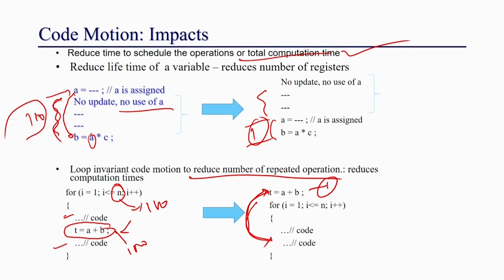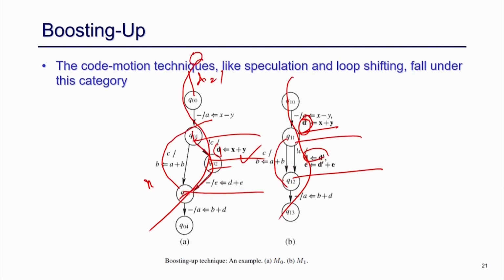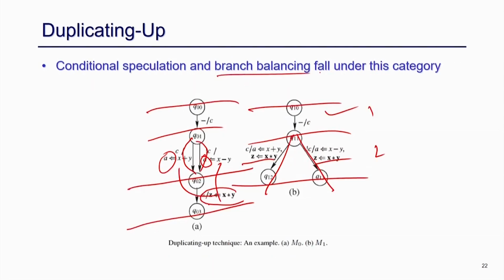So, code motion is a very useful technique, and there are a lot of works happening in recent times to show what kind of impact code motion has on generated hardware. It has impact on the computation time, the number of operations to be executed, as well as the lifetime of a variable, and hence the number of registers required to store this variable. Those who are interested, you can look into techniques like reverse speculation, lazy execution, early condition execution, speculation, loop shifting, branch balancing or conditional speculation. You can search the internet.